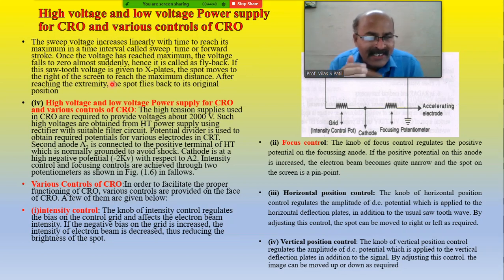If the sawtooth voltage is given to the X plate, the spot moves to the right of the screen to reach the maximum distance, and after reaching the extreme, the spot is repeating on the screen. It will be seen like it is repeating on the screen. Then on the screen we get a visual indication of the signal in the form of a wave, an oscillatory movement of the wave.